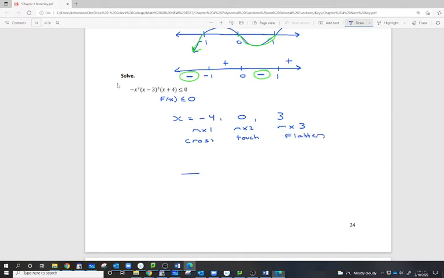All right, so what does that look like? Well, let's put our x's on. Negative 4, 0, and 3. I have to know where to start, so this is a 1, 2, 3, 4, 5, 6. So this is a 6-degree equation, which makes it even and negative. So it's going to start in quadrant 3 and end in quadrant 4. So I'm going to start down here, and I'm going to cross, touch, flatten, and cross.